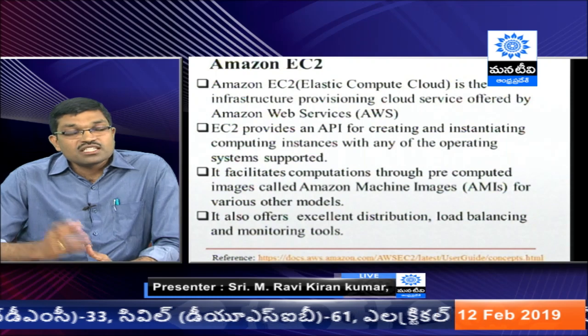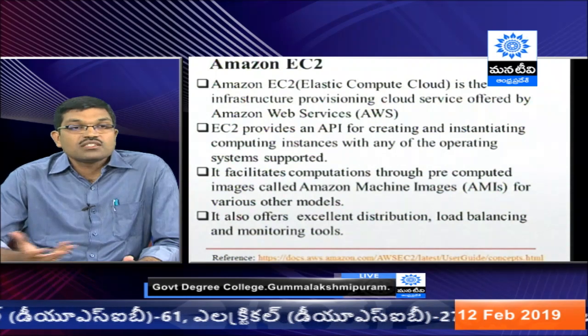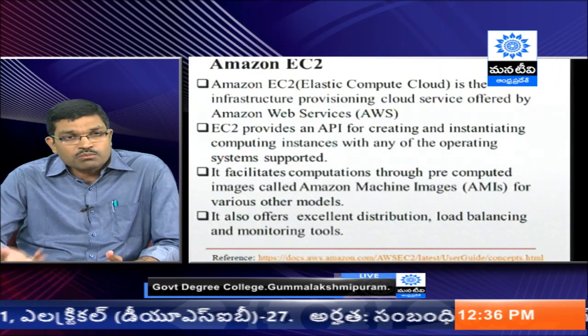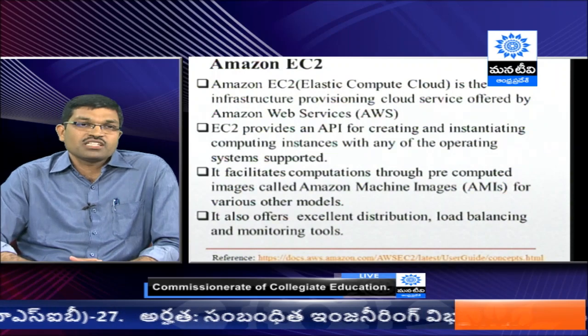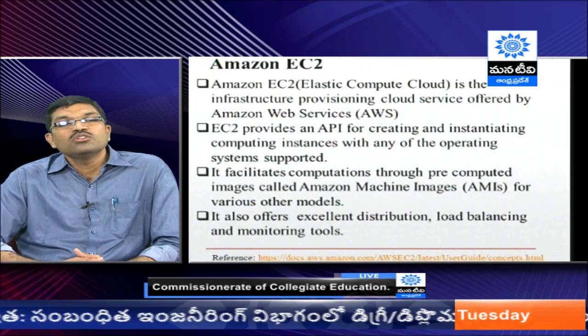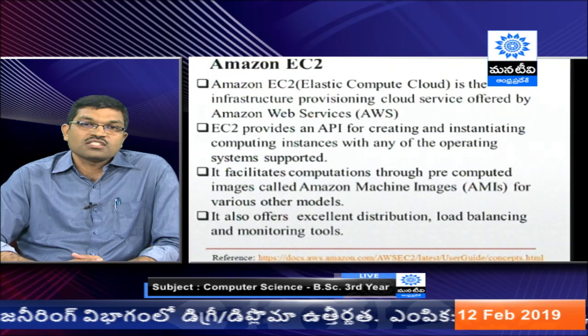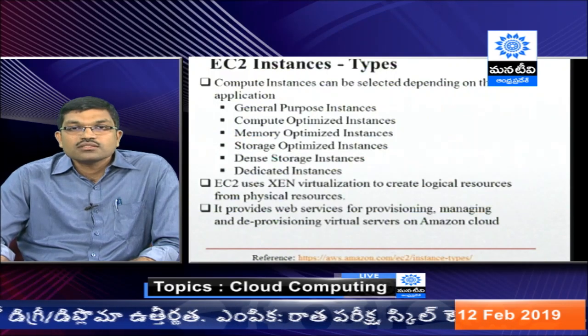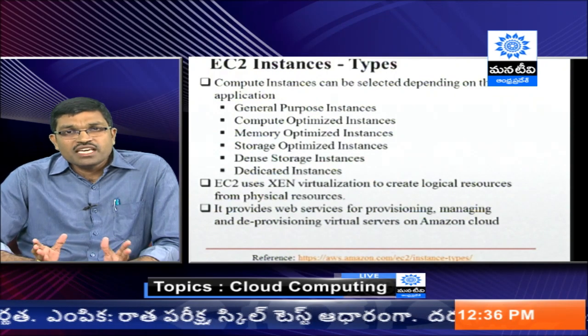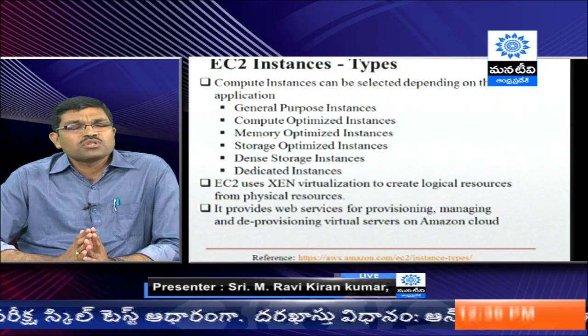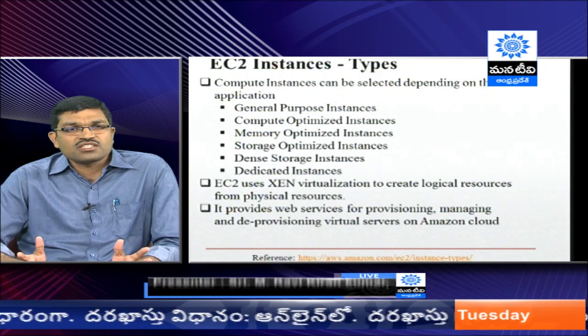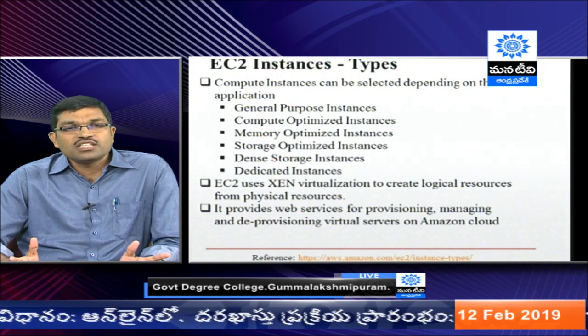So how do you create all these platforms? You have pre-computed Amazon machine images, AMIs they call. Using these AMIs, you can create your EC2 instances. So typically using EC2, you can create quite a number of instances, a large number of EC2 computing instances.